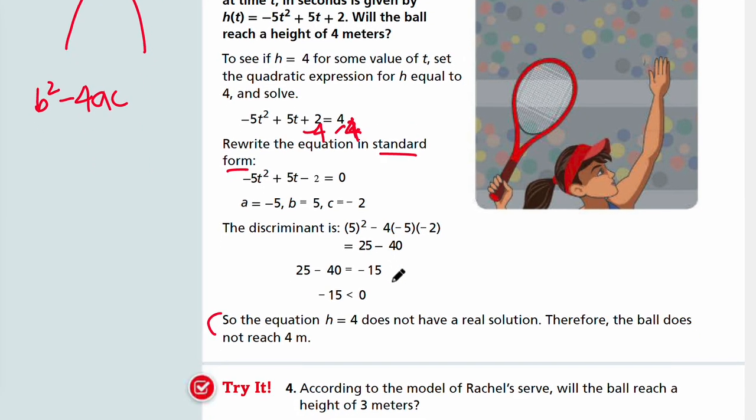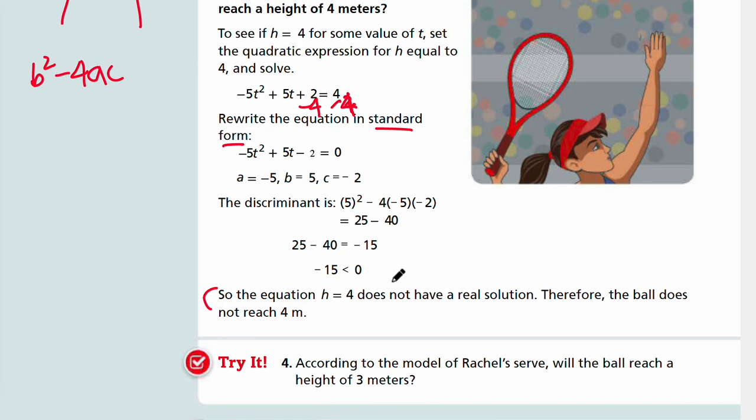So let's look at try number 4. According to the model of Rachel's serve, will the ball reach a height of 3 meters? So pause the video and come back when you're ready for answers.